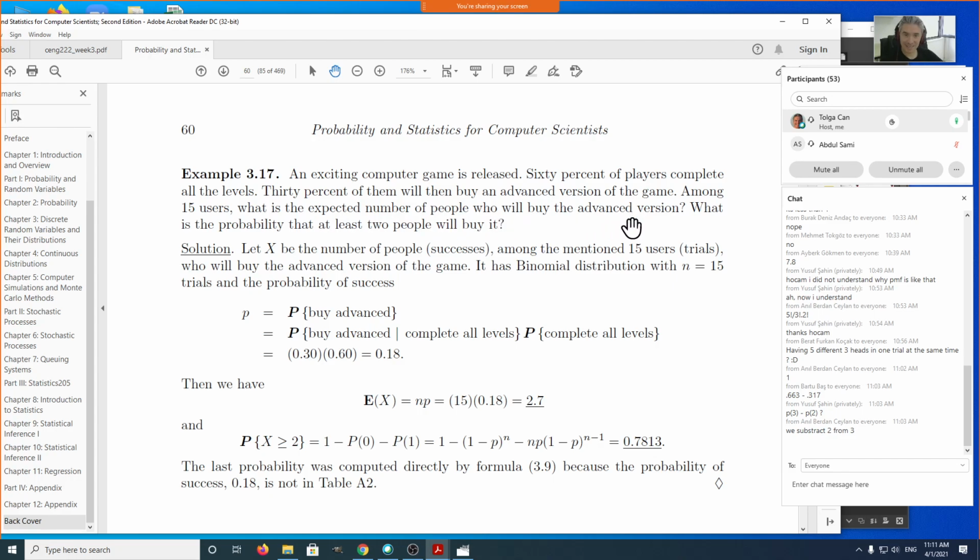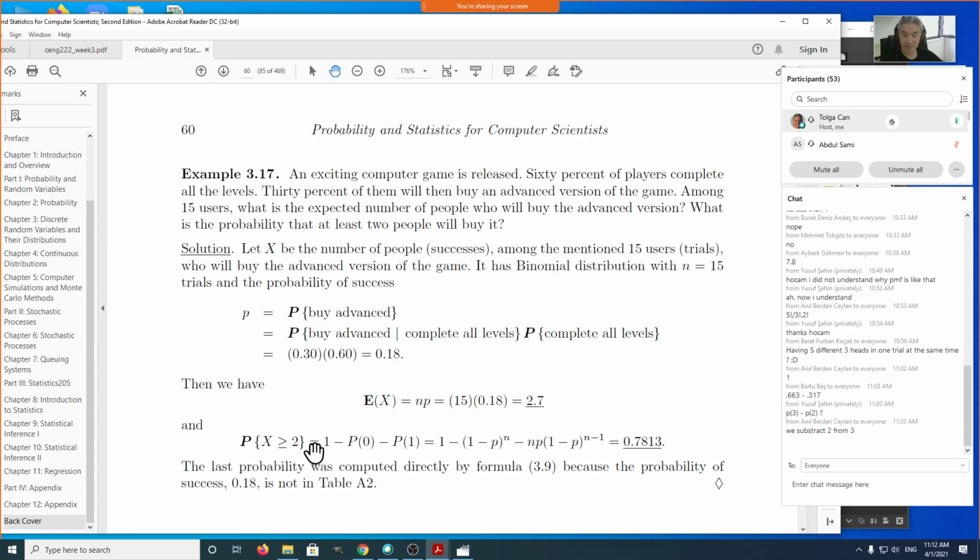So the success probability in this case is going to be 0.6 times 0.3. In other words, the probability to buy the advanced version is the probability of completing all the levels and buying advanced, which can also be given as a conditional probability like this. The probability to complete all the levels was given as 0.6, and provided they complete the levels, out of the people who complete all the levels, the ones that buy advanced versions are 30%. So it's actually this conditional probability that was given in the question to us in that sentence. So 0.18 is our success probability, 15 is n, so the expected value becomes 2.7.